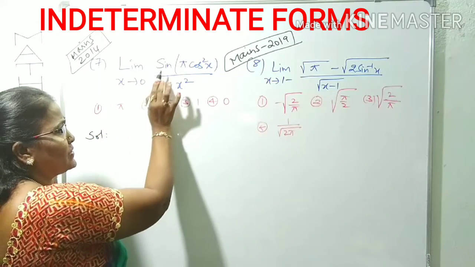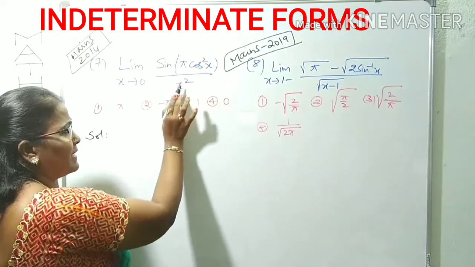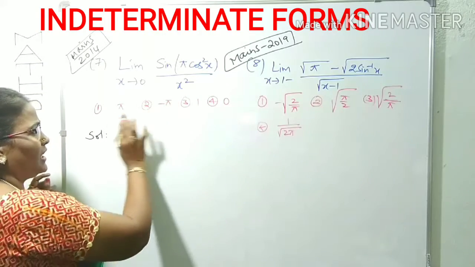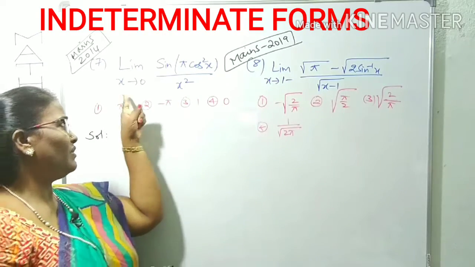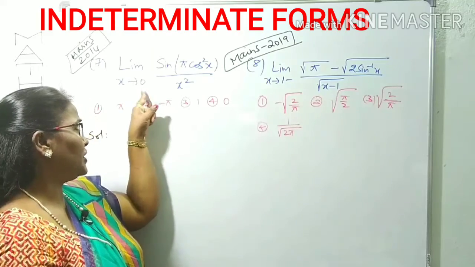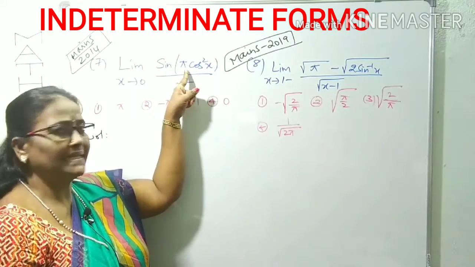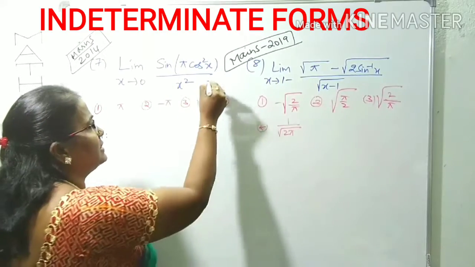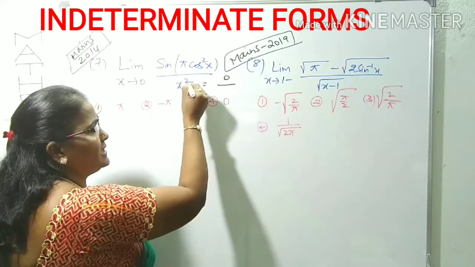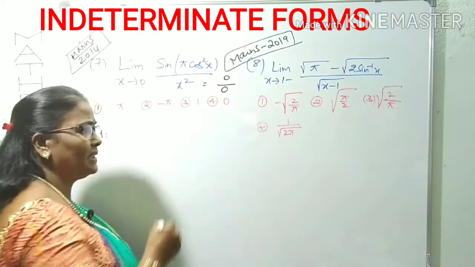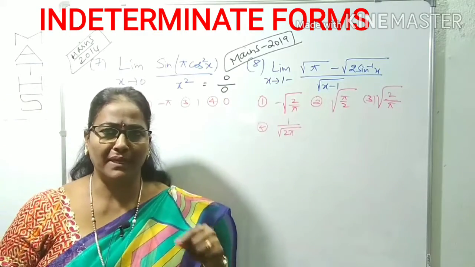The limit as x tends to 0 of sine of pi cos square x by x square is given. The options are also given. First of all, what form is this? You have to look at it. At x is 0, sine of pi cos 0, which is 1, means simply sine pi, which is 0. The denominator is already x square, 0 square is 0. It is clearly in the form of 0 by 0.